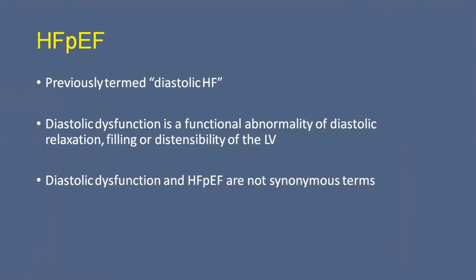So, what is heart failure with preserved ejection fraction? We all know there are three types of heart failure related to ejection fraction. One is preserved, that is 50% or more, mid-range 40 to 50%, reduced is less than 40%. Heart failure with preserved ejection fraction was previously termed diastolic heart failure. Diastolic dysfunction is a functional abnormality of diastolic relaxation, filling, or distensibility of the left ventricle. Diastolic dysfunction and heart failure with preserved ejection fraction are not synonymous terms.